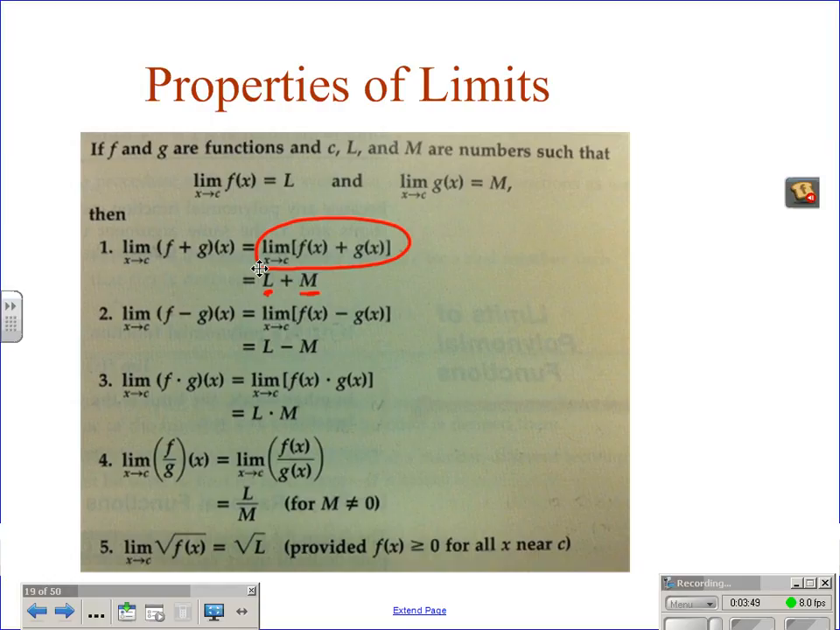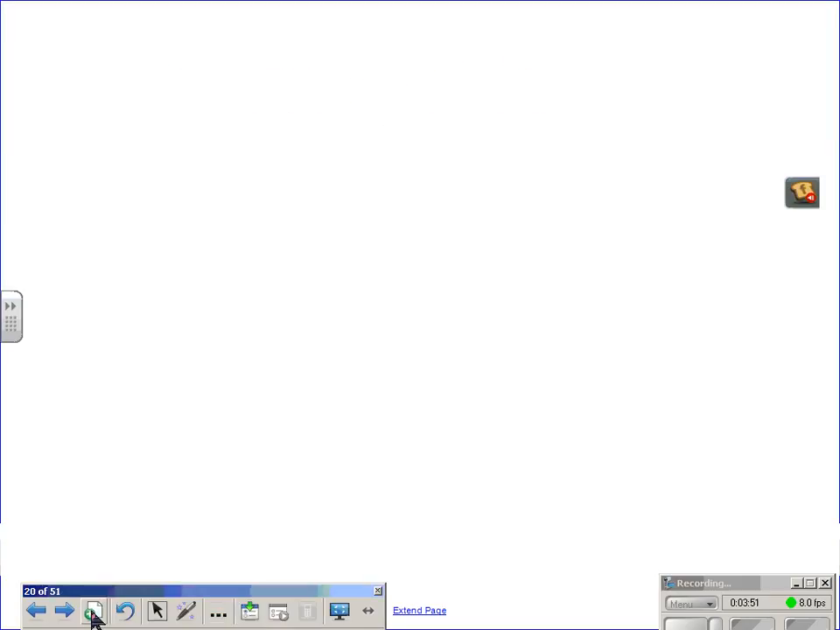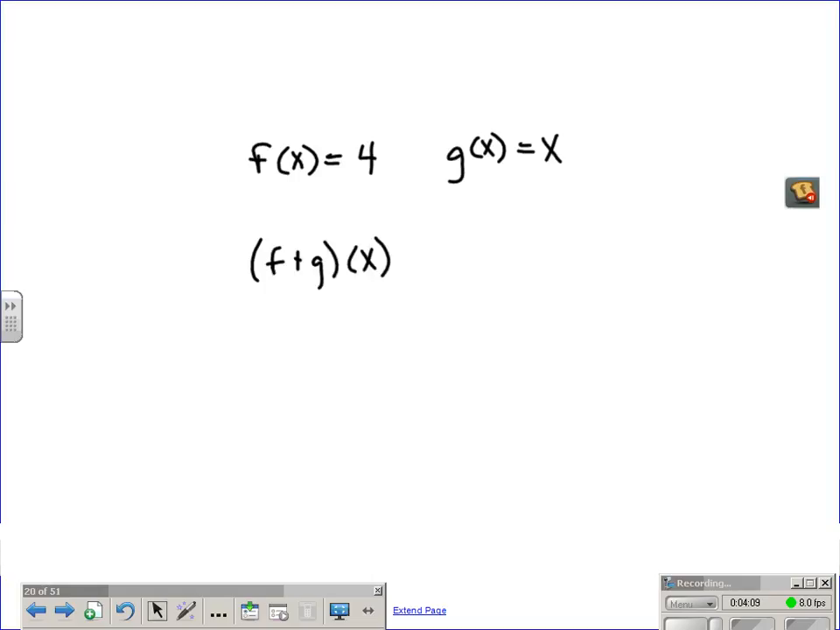So let's just review a couple of things really quick, and then those are pretty easy to understand. First of all, let's just come up with a couple of functions. Let's say f of x is 4 and g of x is x. Then f plus g is just f of x plus g of x. And the same thing if you're subtracting, so we just end up with x plus 4. Okay, and that's going to help us evaluate these limits here.